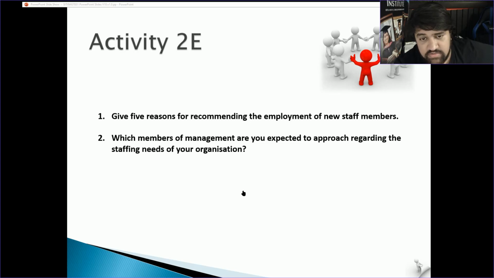All right, so which members of management are you expected to approach regarding staffing needs of your organization? So this is more of a catered approach. If you're a big business, you might need to approach a section manager or a HR department head of hiring or some sort. But if you're a smaller business, you could approach maybe your supervisor or manager or your head chef, right? So it just depends on how the business is.